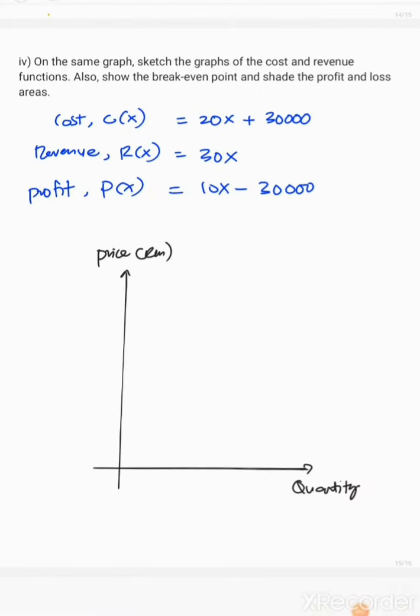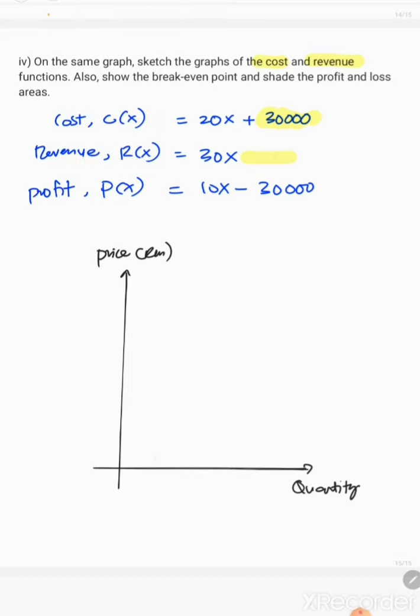Question number 4. On the same graph, sketch the graph of the cost and revenue functions. Also show the break-even point and shade the profit and loss areas. I already wrote here the cost, revenue and profit functions. To sketch the graph, you have to label the x and y axes correctly, then start with the y-intercept. The question asks for cost and revenue only. We observe the y-intercept, and there is no y-intercept for the revenue, so we start with the revenue because it is the easiest one.